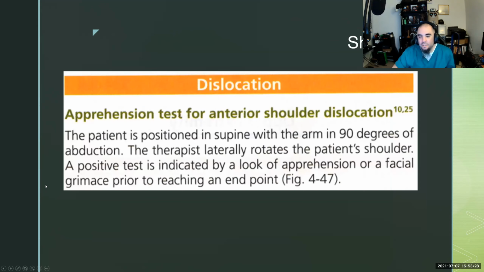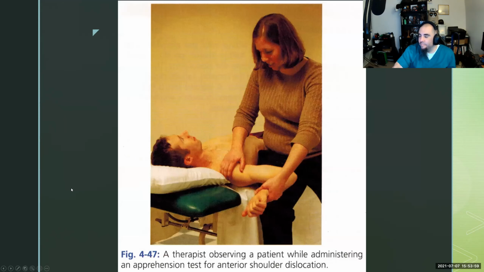So the apprehension test, you guys have seen that picture, right? Patient's positioned supine with the arm in 90 degrees of abduction, and then you externally rotate the shoulder. If the patient looks like they're in pain, that means they are in apprehension, which is fear. They don't want to go out there because they feel like their shoulder is unstable. Again, not a very big test, not one that I encounter on a regular basis, but it's out there. So this is kind of doing that apprehension test.